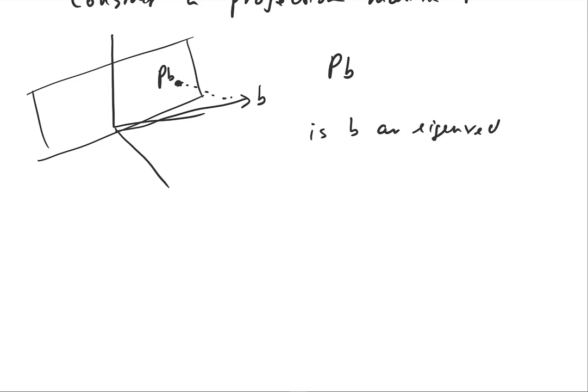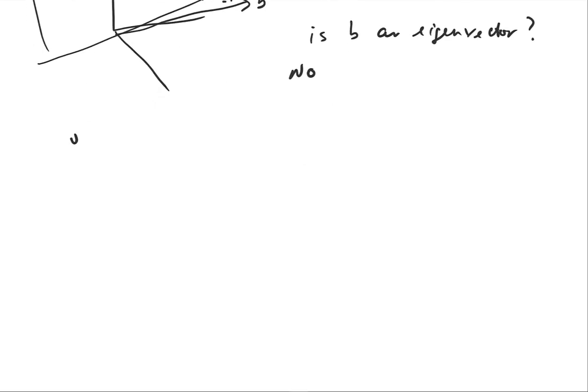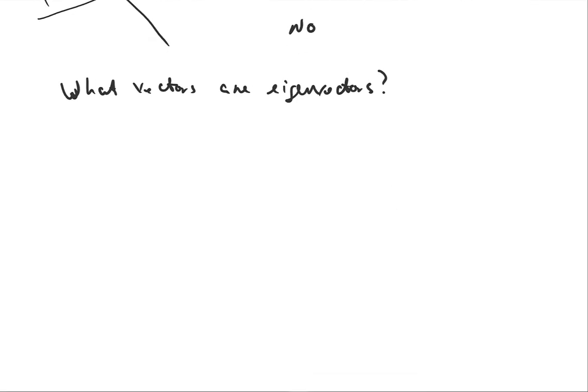And the answer is clearly no, because PB points in a different direction than B. But what happens if I multiply P times PB? Well, since PB is already in the plane, nothing happens. And so if we think about what vectors are eigenvectors here, well, any vector that's in the plane is unchanged by P. If it's unchanged, its direction doesn't change. And if its direction doesn't change, then it's an eigenvector.